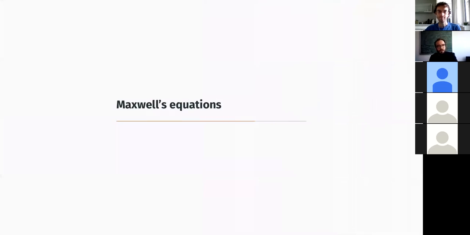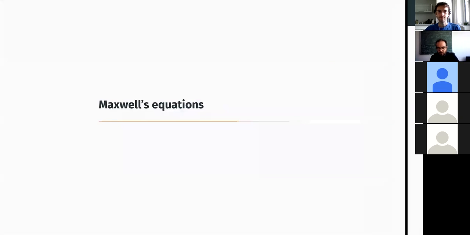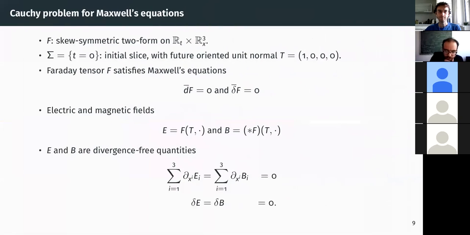So the first thing I will do is talk about Maxwell's equation, because I think this is the clearest way of doing things. So now I'm looking at Maxwell's equation. I'm taking a skew symmetric two form. Again, I am on Minkowski spacetime here. And I will look at this initial data slice, t equals zero. And on t equals zero, I have a future unit normal, T. So the Faraday tensor F satisfies the Maxwell equation if this anti-symmetric two form is closed and co-closed.